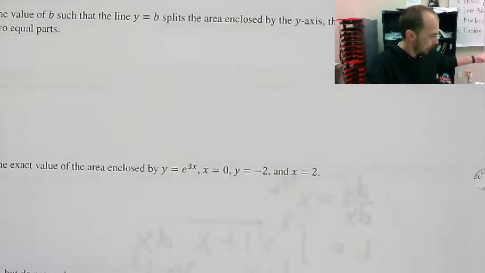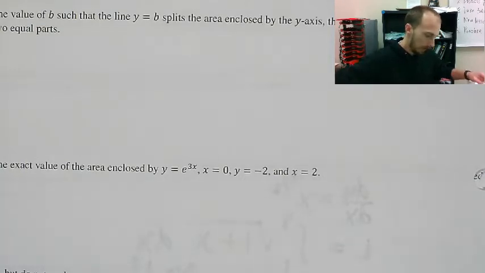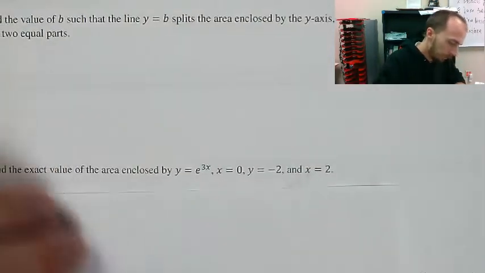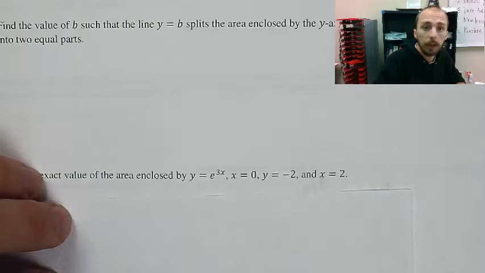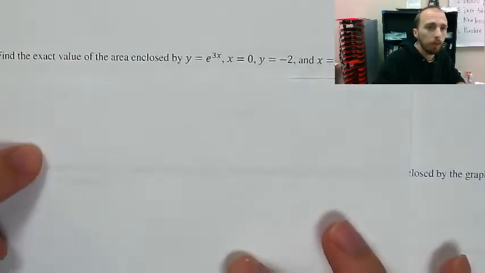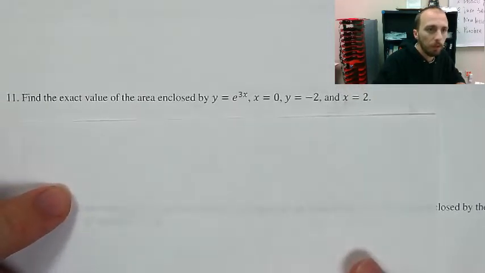That was number 10. Number 11, find the exact value of the area enclosed by y equals e to the 3x, x equals 0, y equals negative 2, and x equals 2. That's a lot of curves, so let's just try to sketch the region first.